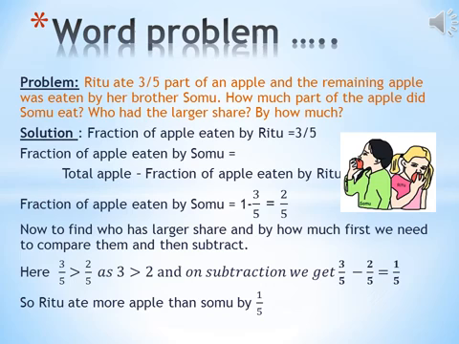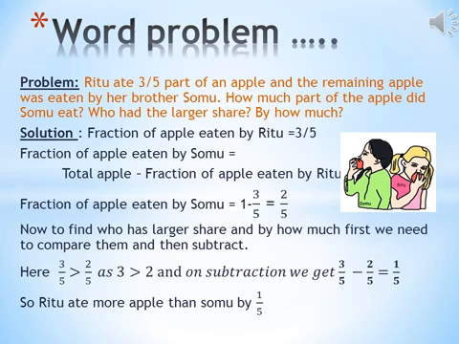Who had the larger share and by how much? In this problem, first of all, we have to subtract 3 by 5 from 1 because the whole apple is considered as 1 and the apple eaten by Ritu is 3 by 5. So, the apple eaten by Somu will be 1 minus 3 by 5. And whenever we subtract any fraction from 1, the formula for it is denominator minus numerator is equal to numerator. So 5 minus 3 will be equal to 2. So the apple eaten by Somu will be 2 by 5.